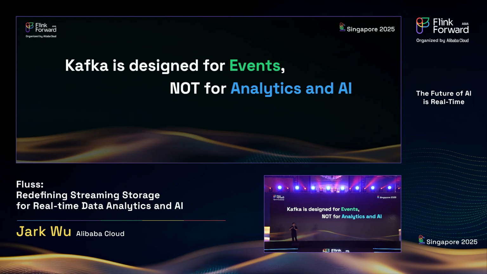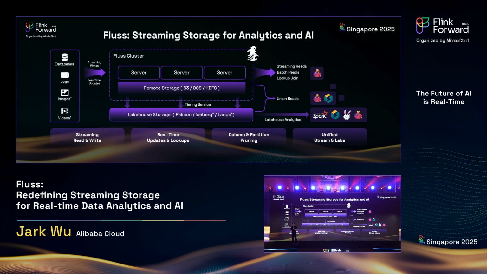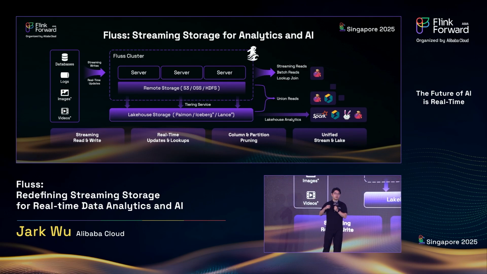So it's not a fault of Kafka. It's ours for using Kafka in the wrong place. That's why we started the Fluss project 2 years ago from scratch: streaming storage for analytics and AI. So in short, this is an overview architecture of Fluss.